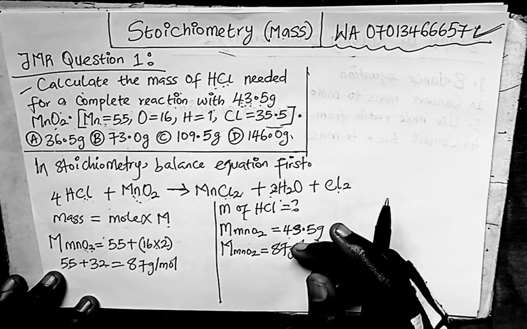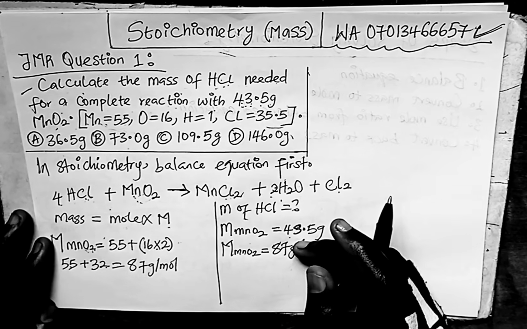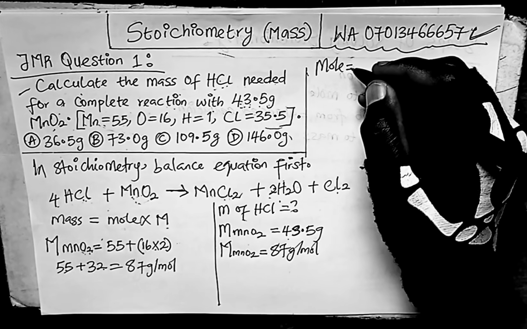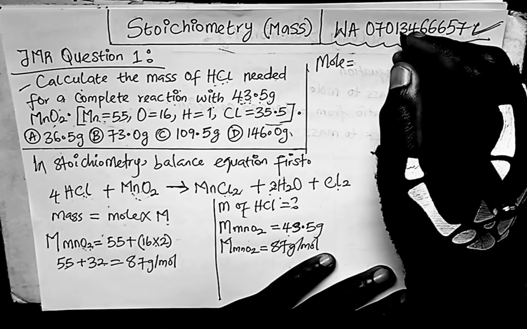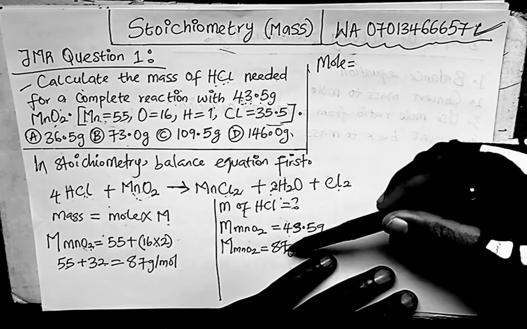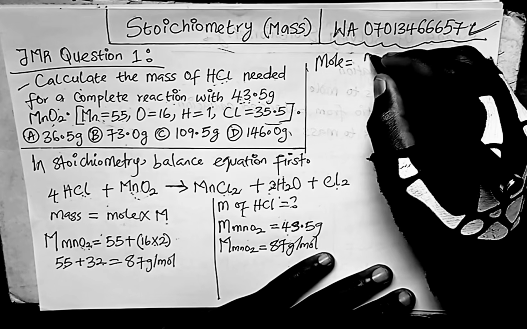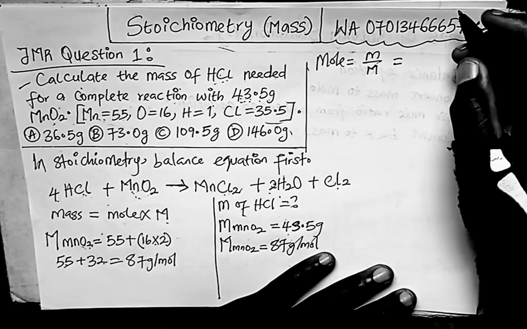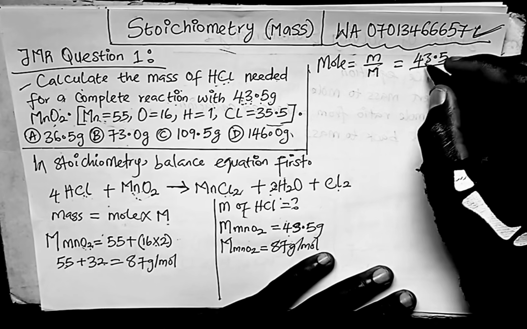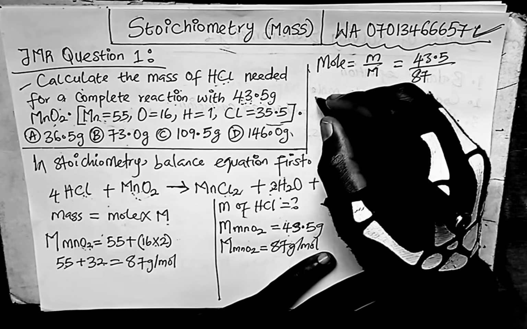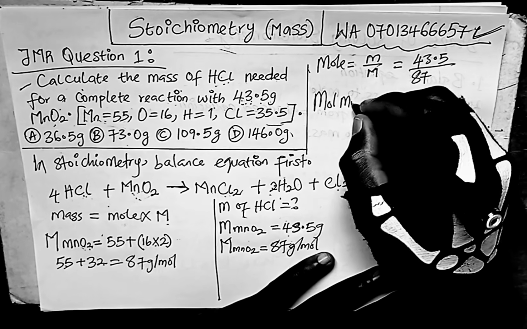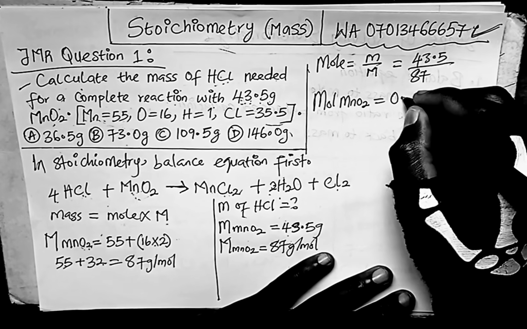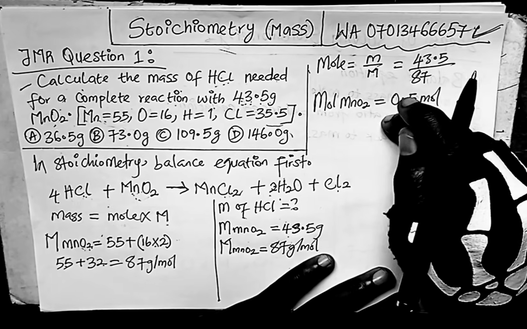All right, so what's next? The next thing is to find the mole of manganese dioxide. Very easy. Remember how to calculate mole. Mole is equal to mass over molar mass. What is the mass? They gave us the mass here, so we can solve, and we have the molar mass. So mole is equal to mass over molar mass. The mass of this manganese dioxide is 43.5 over the molar mass, which is 87. If you divide it, we are going to have the mole of manganese dioxide equal to 0.5 mole. All right, so this is the mole of manganese dioxide.